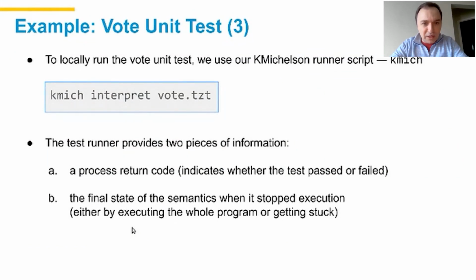So all you have to do is use our script runner, KMich, and give it the interpret command, then pass in your TZT test, and it'll run the test for you. The test runner will provide two pieces of output: a process return code, which indicates whether the test passed or failed, and also the final state of the semantics or the interpreter when it stopped execution, which either happens when the whole program is finished executing, or when you get stuck, which is more likely to happen when you are testing things symbolically.